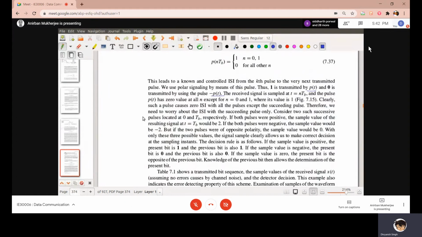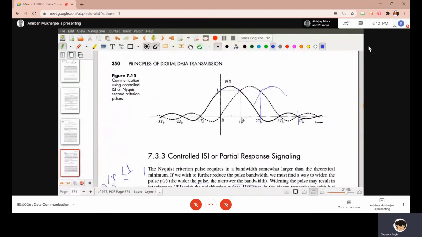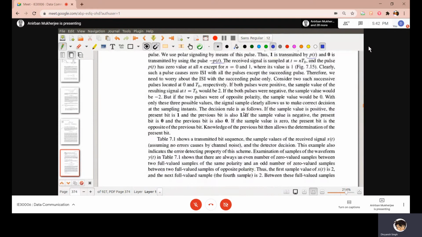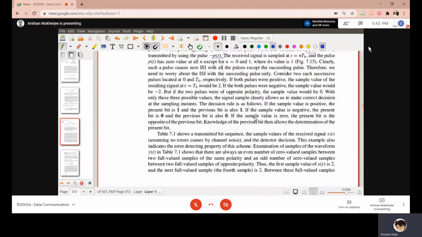Now consider two successive pulses located at this one. If both pulses were positive, the sample value of the resulting signal at t equal to TB, so if you sample here, what will happen? It is the addition of this and this, so it will be 2. And if both pulses are negative, then it will be minus 2. Now if the two pulses are of opposite polarity, the sample value will be 0.